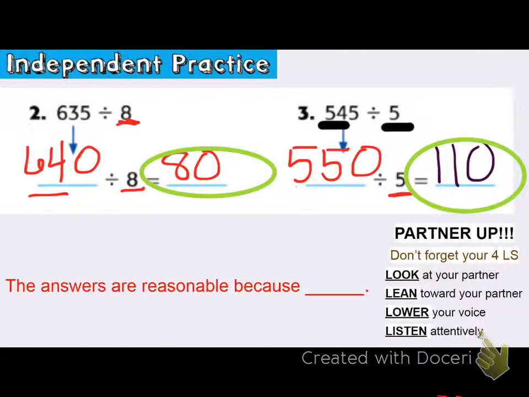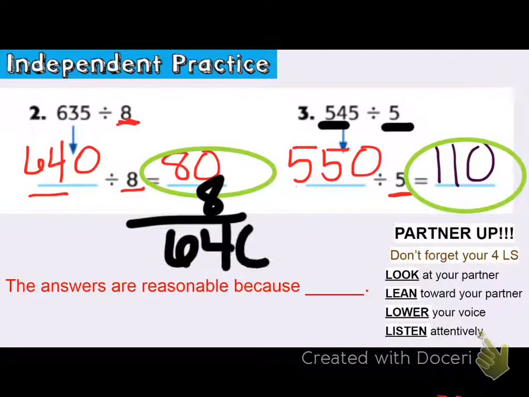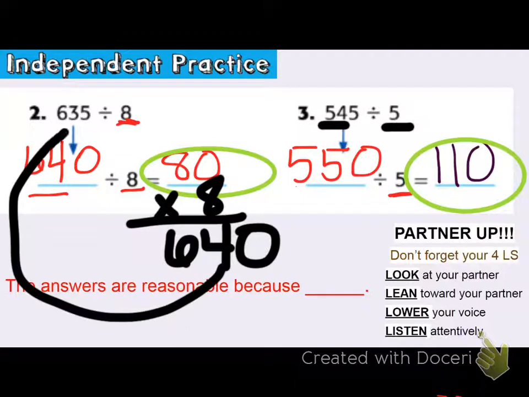Well, I know that 80 times 8 is 640. And 640 is pretty close to our original number that we're putting into equal groups. So it's reasonable that the answer would be 80.